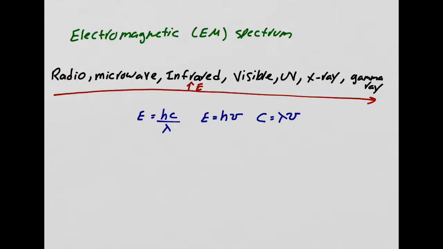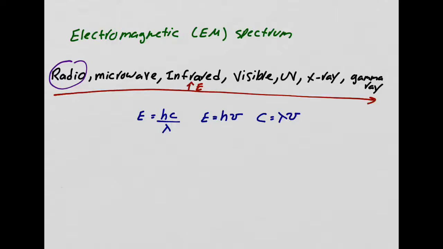All right, so for NMR, which one are we going to use? For NMR, we're actually going to use the radio energy. That's such a low energy. It's just enough to change the nuclear spin of some element. And we'll talk about that in a second.